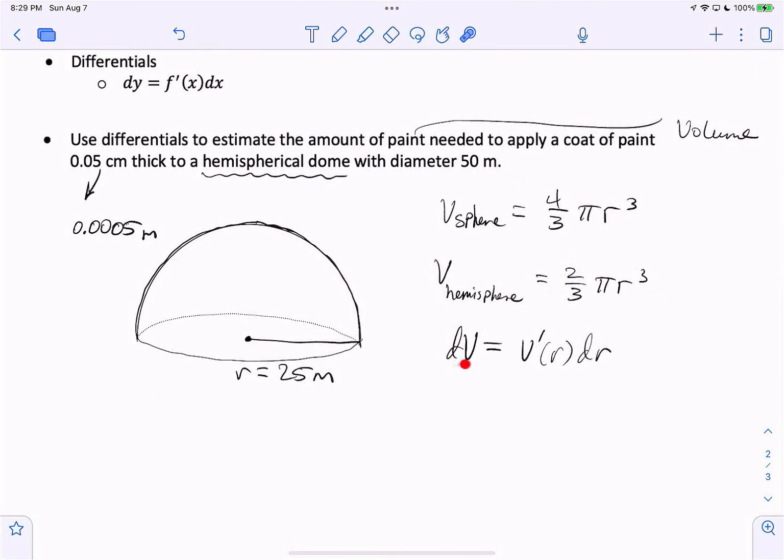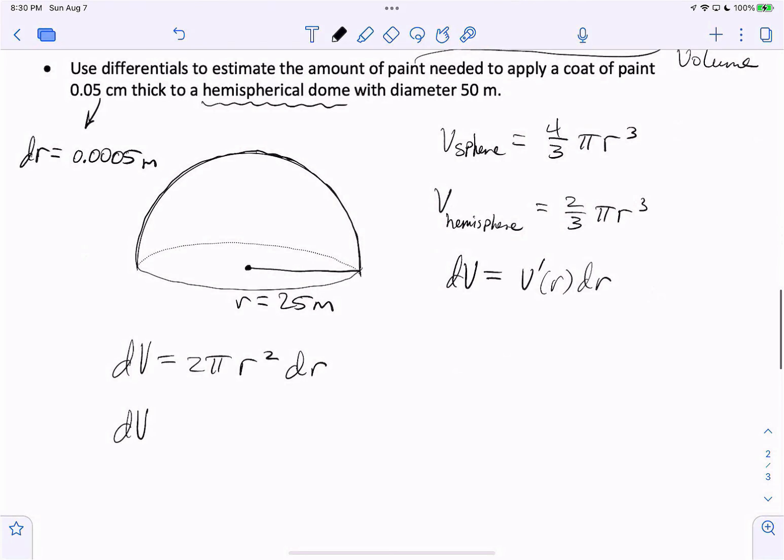So in order to figure out dV, we need to know r, we have that. We need to know dr, that's what we just found, or we were given that, but we converted that. And now we just need V prime of r. So dV is equal to 2 pi r squared times dr. So in this case, we've got that dV is equal to 2 pi 25 squared times 0.0005. Calculator gives me approximately 1.96, and that's going to be cubic meters.